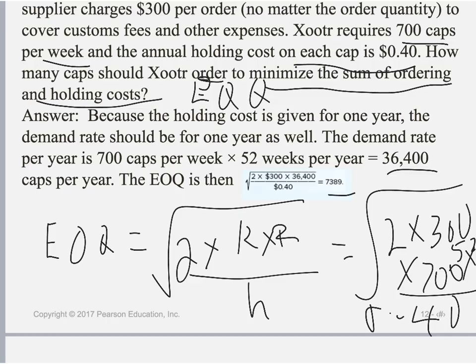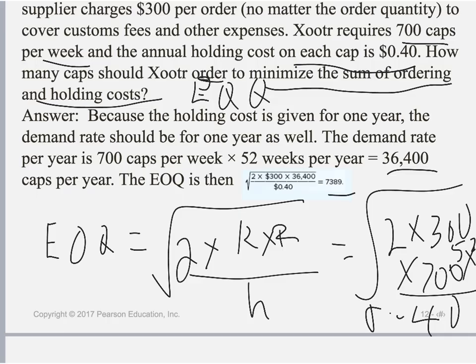Let me just throw this in there. If your demand is 700 caps each week, and every time you place an order it's 7,389 caps, how long do you think that inventory lasts you? If you're selling 700 a week and you have roughly 7,000 coming in each time, then you have 10 weeks supply. So this is 7,000 divided by 700 to give you 10. So you have 10 weeks supply.